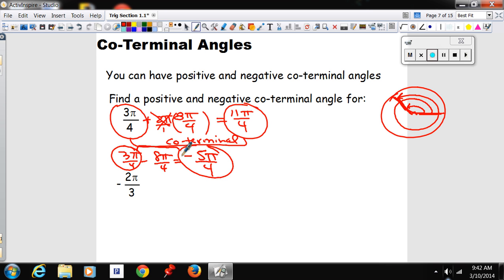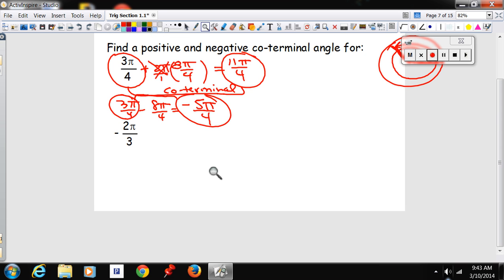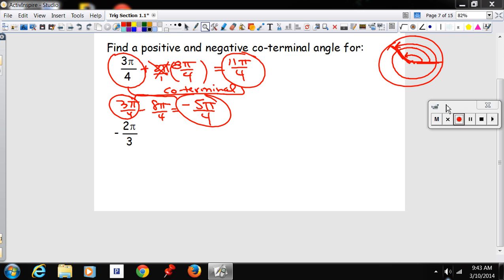Okay, let's look at the negative 2 pi over 3. Let's get a positive coterminal angle first. So what should I do to get a positive coterminal angle? I need to add one full circle, one full rotation. So I got to add 2 pi. I need to change 2 pi to a fraction that would give me a common denominator. 6 pi over 3. Good, because 6 divided by 3 is 2.